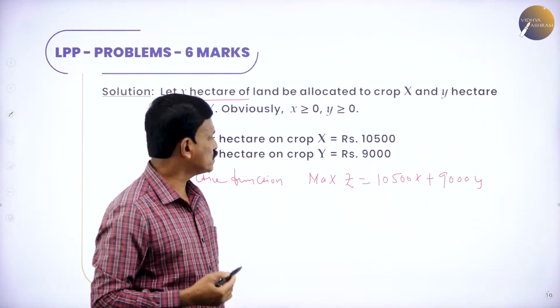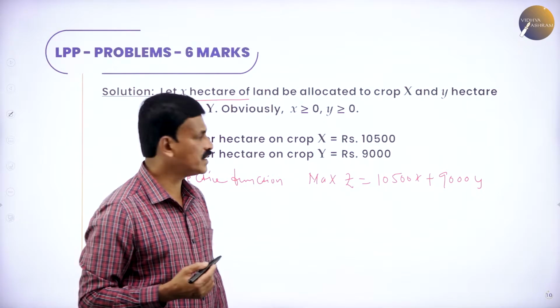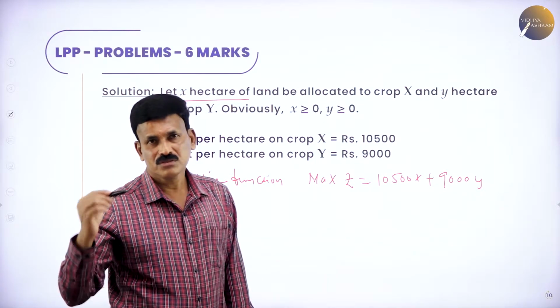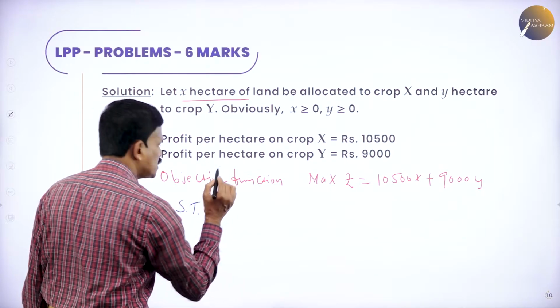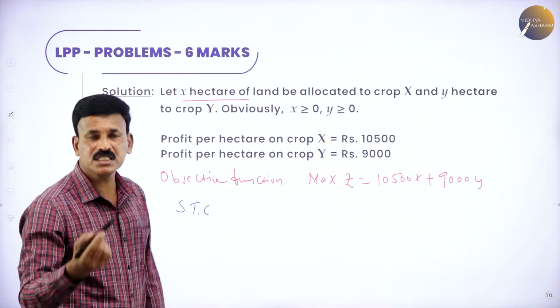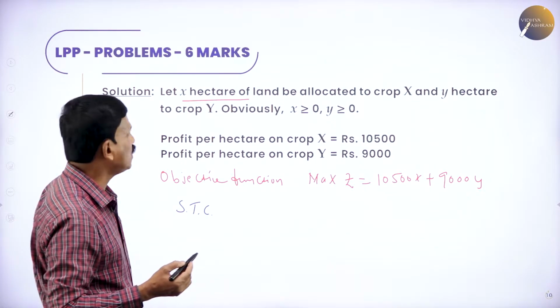The objective function is max z is equal to 10,500x plus 9,000y, subjected to the constraints. What are the constraints? Let us see the land first. What is the availability of land?